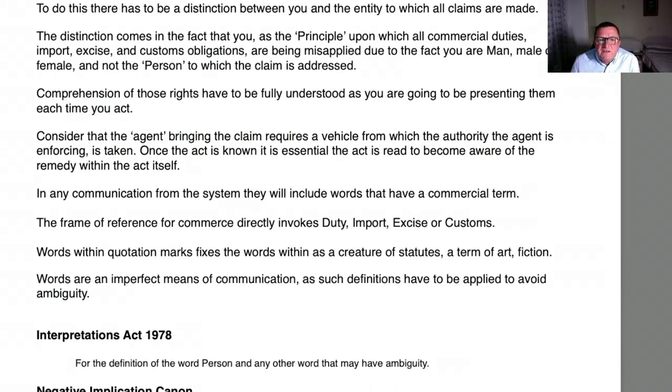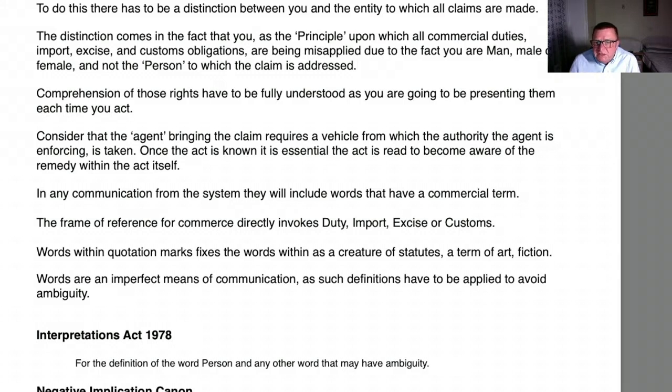Consider that the agent bringing the claim requires a vehicle from which the authority the agent is enforcing is taken. So that's your statutory act. So first you need to know what he's using, that he's claiming to have authority to come to your door. Pretend he's got a liability over you. So you need to know what acts he's using, so you're going to be able to breach yourself at least with those acts.